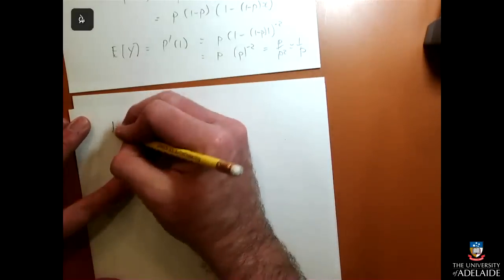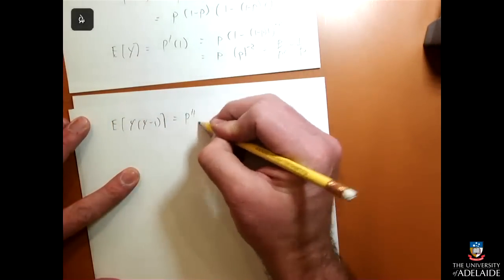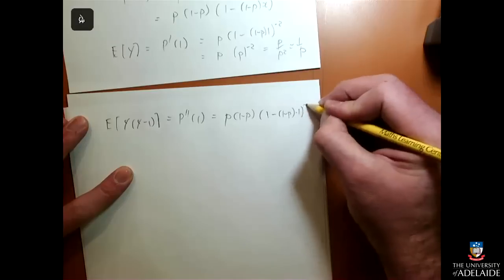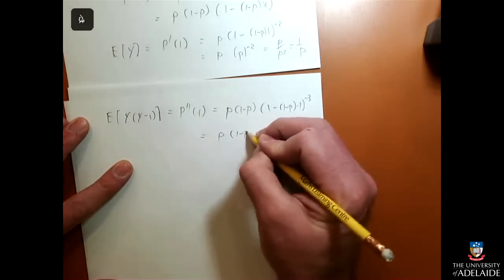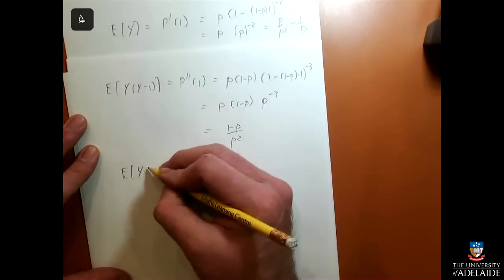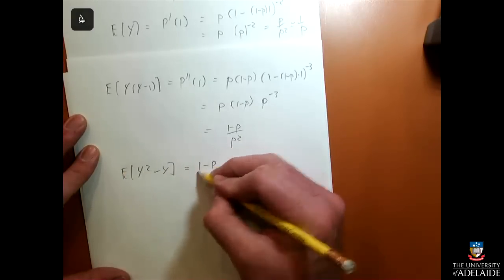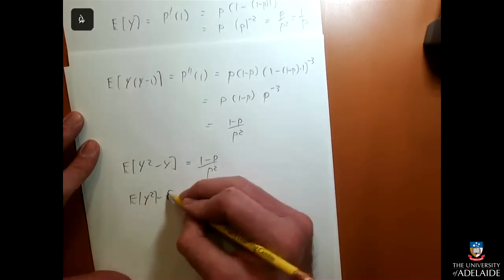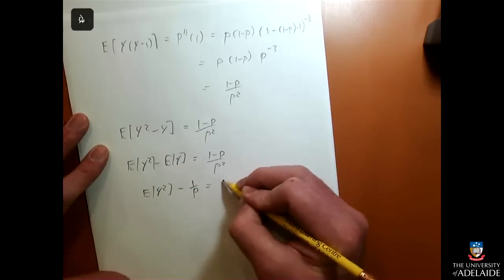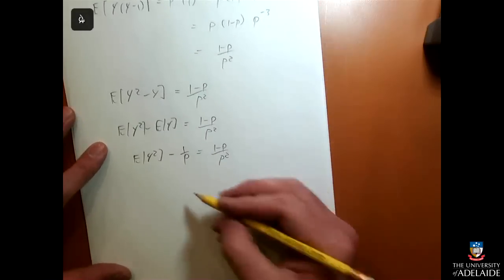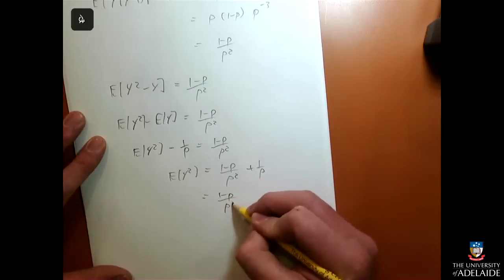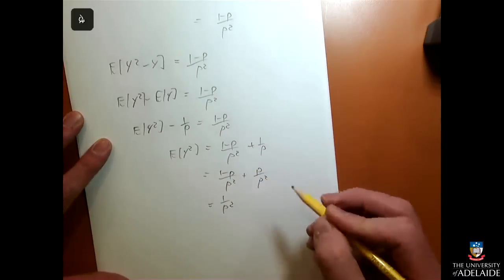Good-o. And the expected value of y times y minus 1 is p double dashed of 1, which is p times 1 minus p times, sorry, it's p times 1 minus p times p to the minus 3, which is 1 minus p on p squared. So the expected value of y squared minus y, expected value of y squared minus 1 on p. That's so cool. So the expected value of y squared plus 1 on p, which is 1 minus p on p squared plus p on p squared, which is just 1 on p squared.